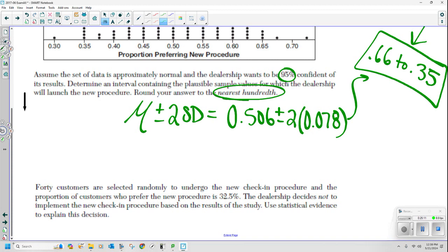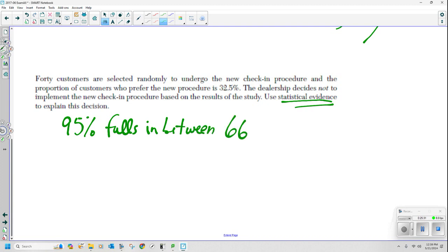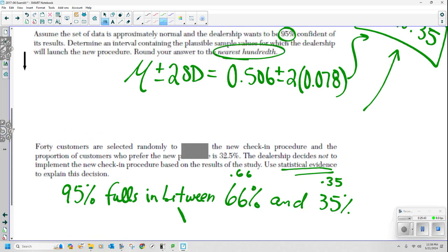Okay? Statistical evidence can be this thing right here. Our 95% falls in between 66%, that's our 0.66, and 35%, that's our 0.35. That's what we're getting from above. Okay, those are considered good, right? Those are the people that want it.